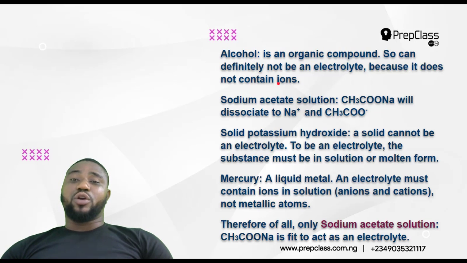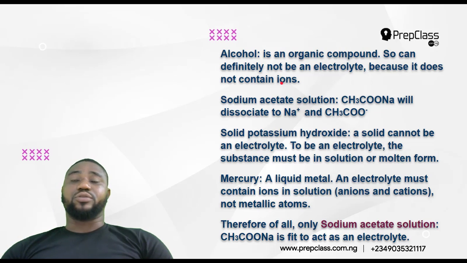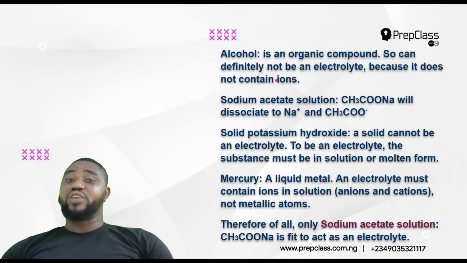An electrolyte must be a compound that, when it is in solution, will dissociate to give ions, positively charged and negatively charged. Positive ions are cations, negatively charged ions are anions. If you dissolve it in water, it will dissociate to give its component ions. Or if it's a solid and you heat it and it melts, that's the molten form. So an electrolyte should be either in a solution or a molten form, where the ions are free to move.